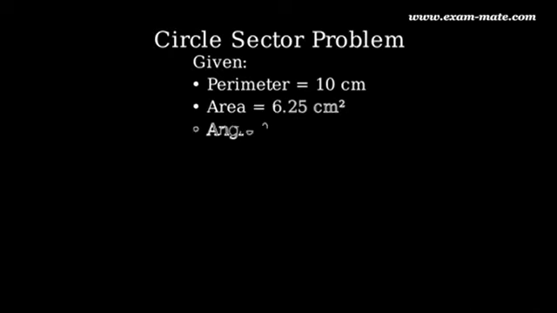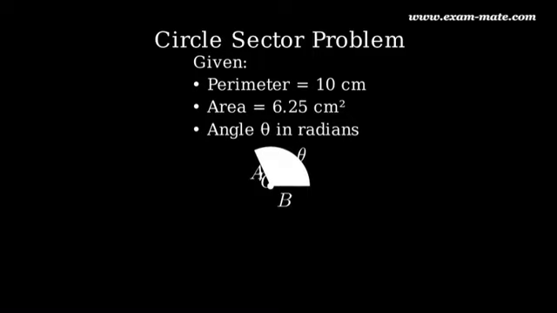Let's solve this circle sector problem step by step. We're given a sector with radius r centimeters, angle theta in radians, a perimeter of 10 centimeters, and an area of 6.25 square centimeters. Let's start by drawing our sector. Here's our circle sector OAB with radius r and angle theta.